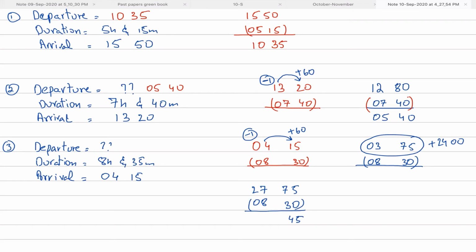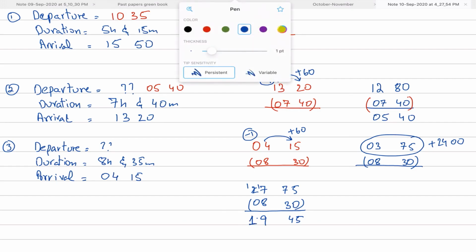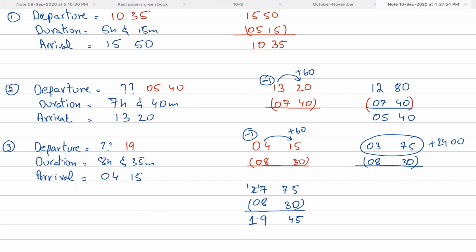Let me put a bracket here. And what is 27 minus 8? Let's figure out. Let's reduce this by 1 and give 1 to 17. So that's 17 minus 8, which is 9, and 1 minus 0 is 1. So our final answer is 19:45, the previous day.